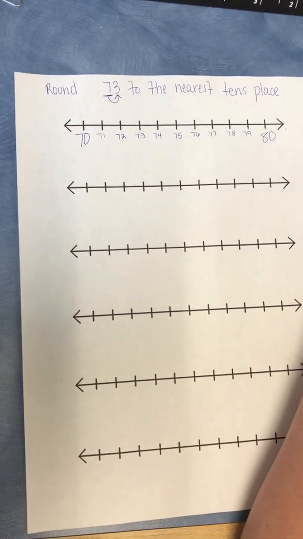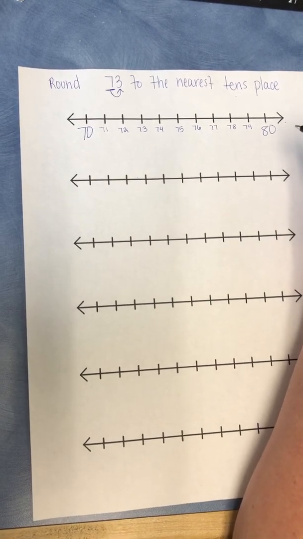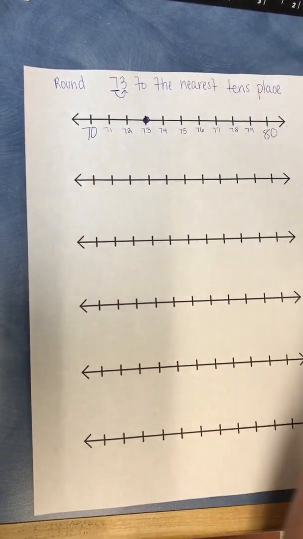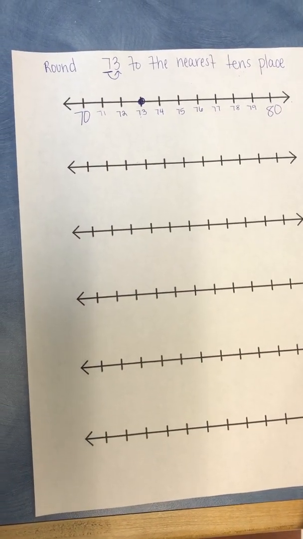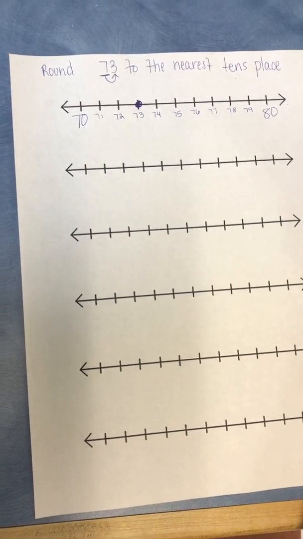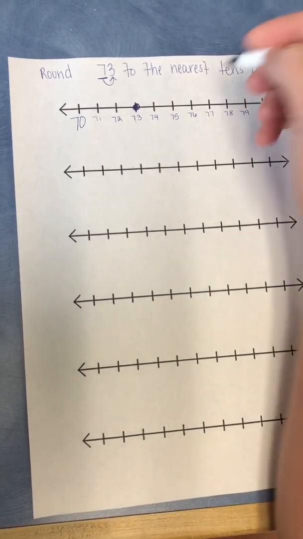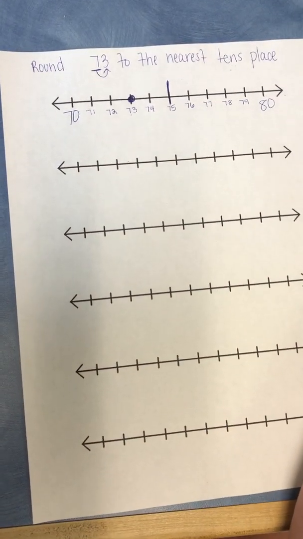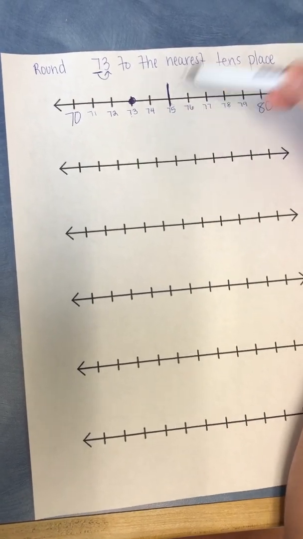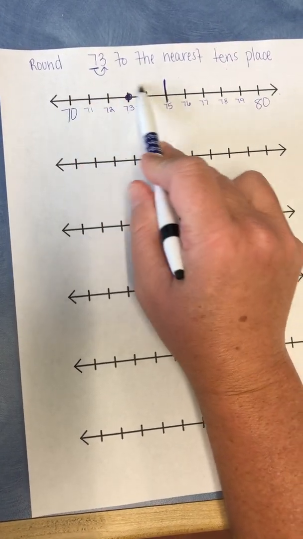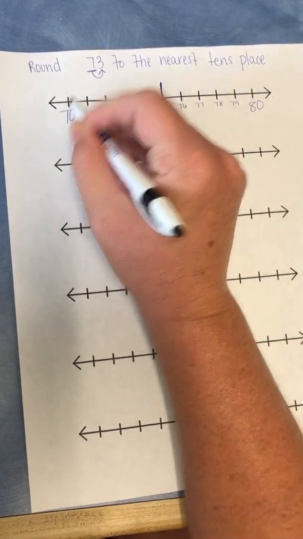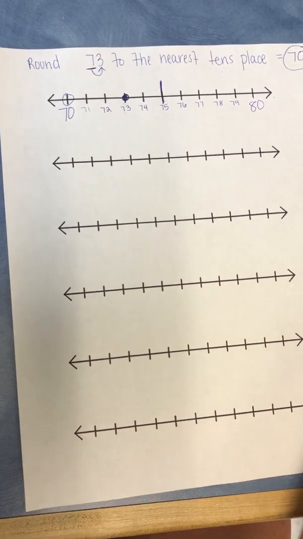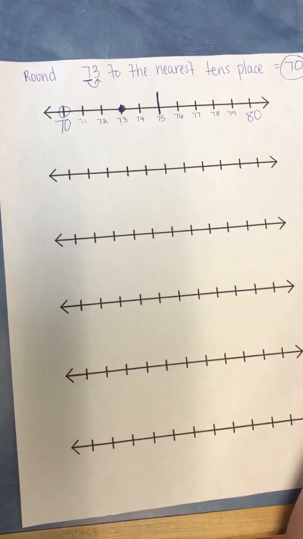Okay, so now I'm going to put my number on my number line. So my number is 73. I'm going to put a dot right here. And when you're using number lines, you always have to think about what the midpoint of your number line is. Since my number line goes from 70 to 80, my midpoint is my halfway point. And halfway between 70 and 80 is 75. So since 73 is on this bottom half, that means 73 would round down to 70. So 73 rounded to the nearest tens place is 70.